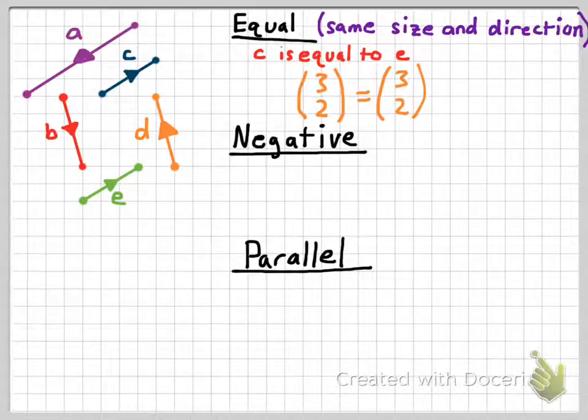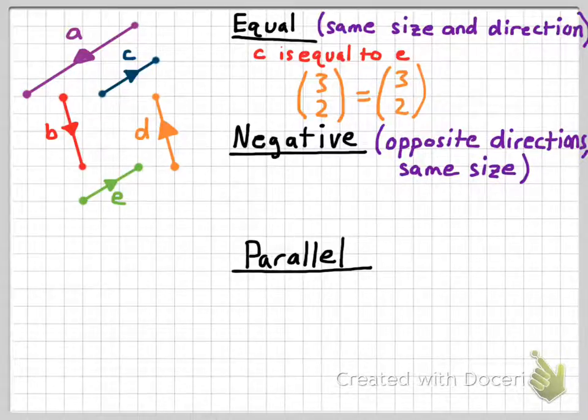Very straightforward. All right, let's see if you can pick out a pair of vectors that you would think are negative vectors. Keep in mind that negative vectors have to be different than equal vectors in some way. I'm hoping that you chose vectors B and D, because although they are the same size, they go in exactly the opposite directions, and that's what negative vectors do, is they go in exactly the opposite directions. But they have the same size.